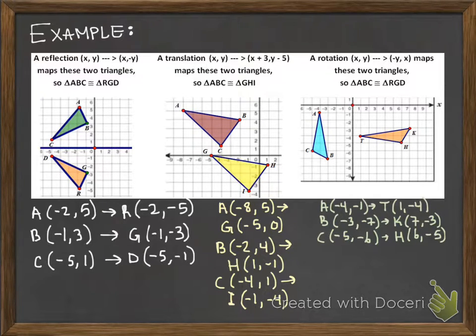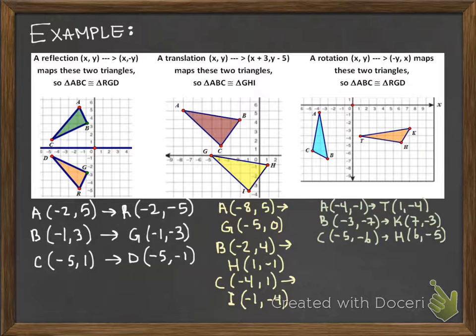Looking carefully at the coordinates, we can see that the pre-image or before point going to the image or after point had the x and y coordinates switched, and we changed the sign on the first one. So -4, -1, we switched the 4 and 1 places, and the -1 became positive. On point B, -3, -7, we switched the 3 and the 7, and the 7 became negative. And on point C, we switched the 5 and the 6, and the 6 became negative. Sorry, the 6 became positive.